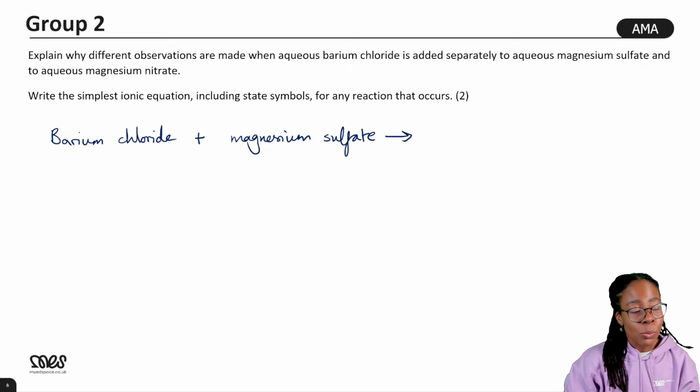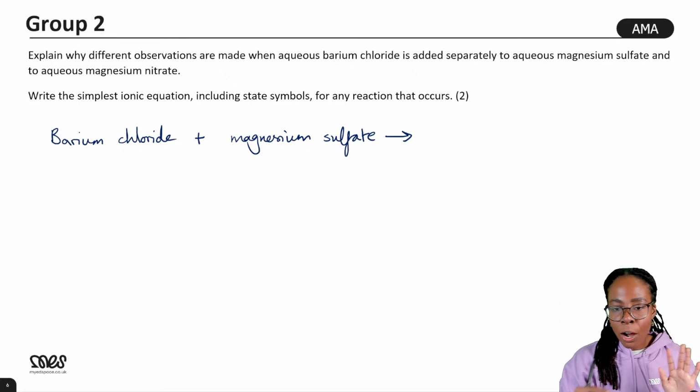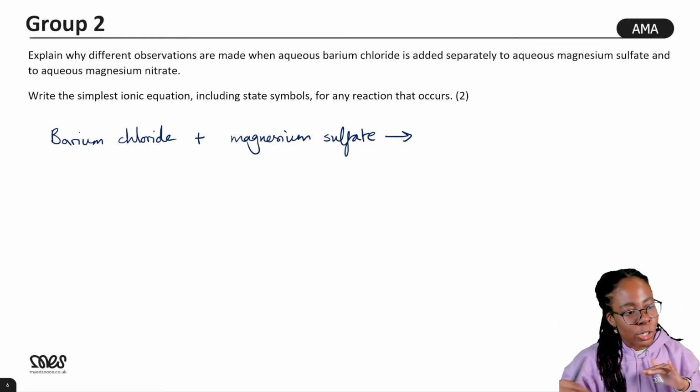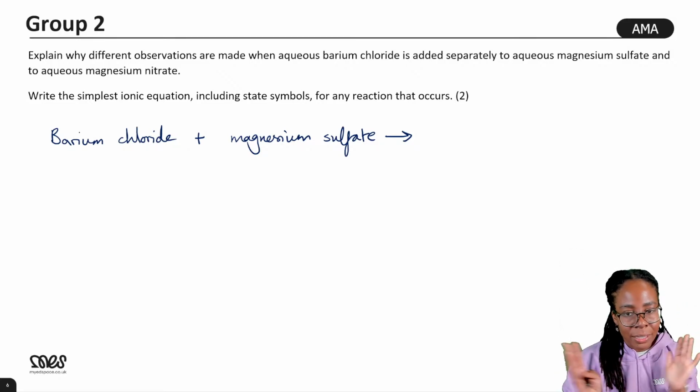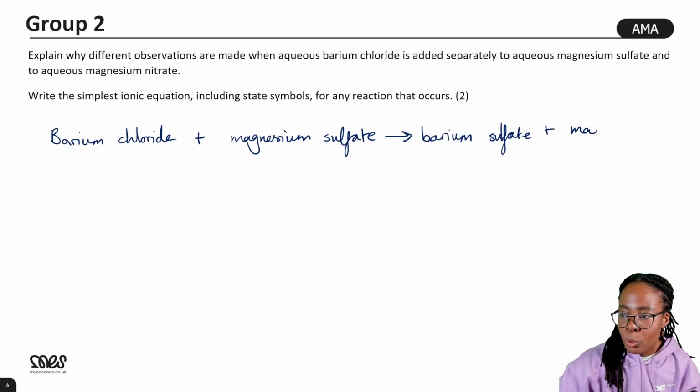When our two salts react, they basically just swap places, right? Because they are both soluble, those ions will just be swimming around in solution, and then they'll just kind of stick together where appropriate. We will produce barium sulfate and magnesium chloride.